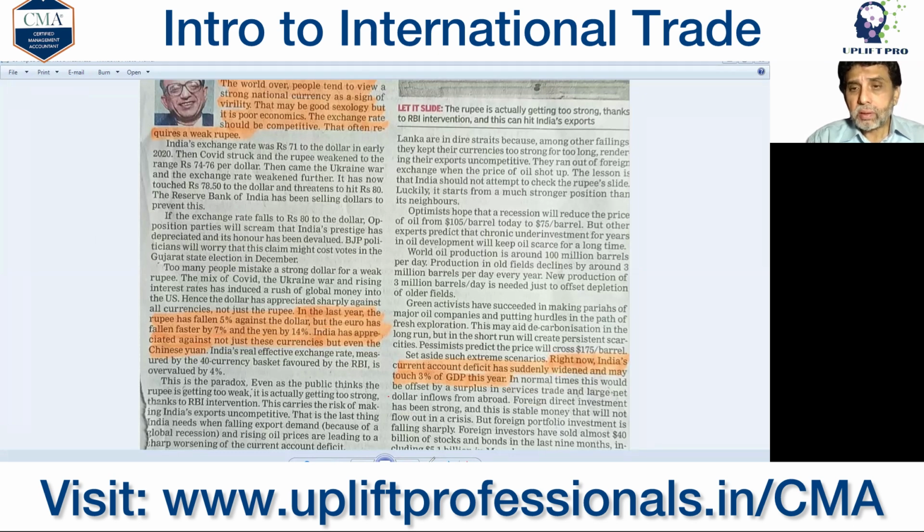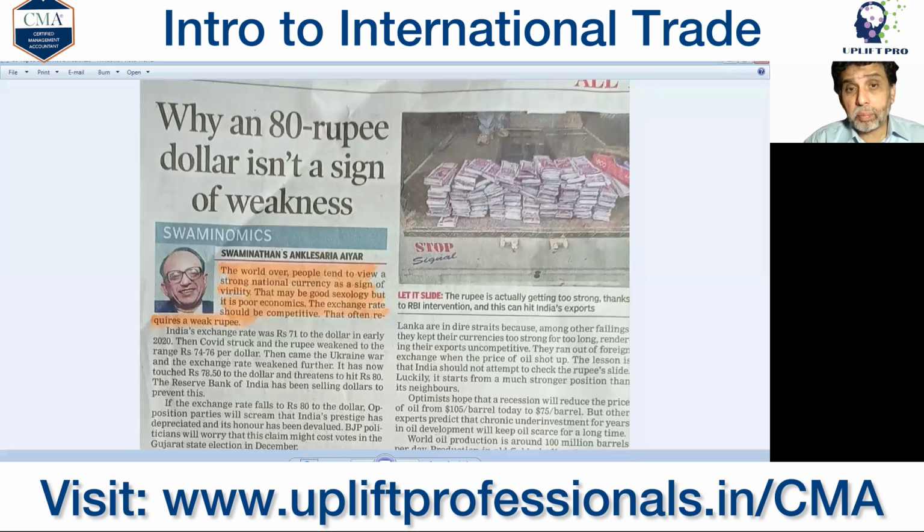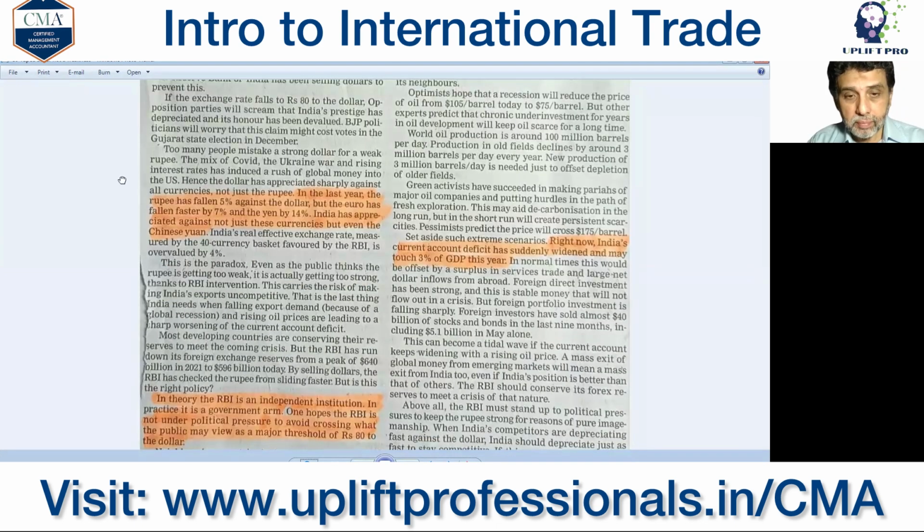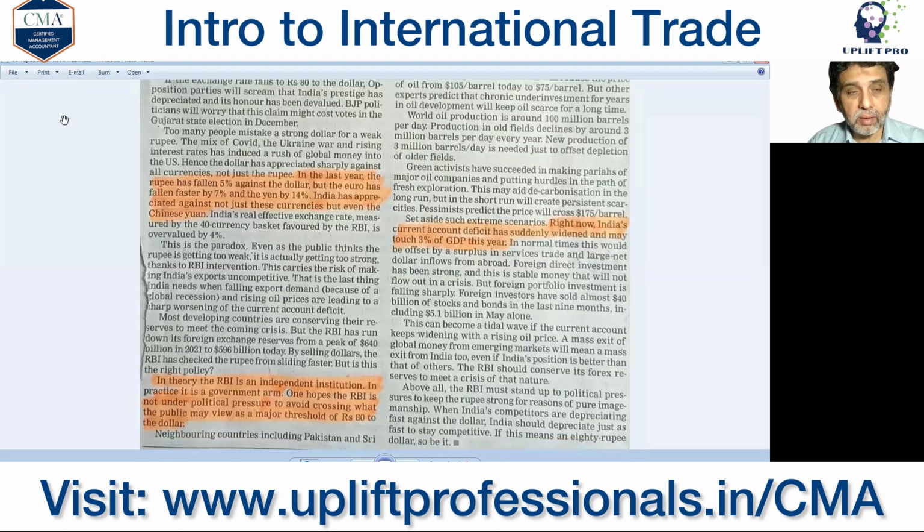But of course, getting too weak is also not good if it is going to affect imports a lot. But it is not a sign of weakness. See, that's what he says here in this particular place. In theory, RBI is an independent institution. It shouldn't come under the influence of political pressure. That's what he says here. But in practice, it's a government arm.